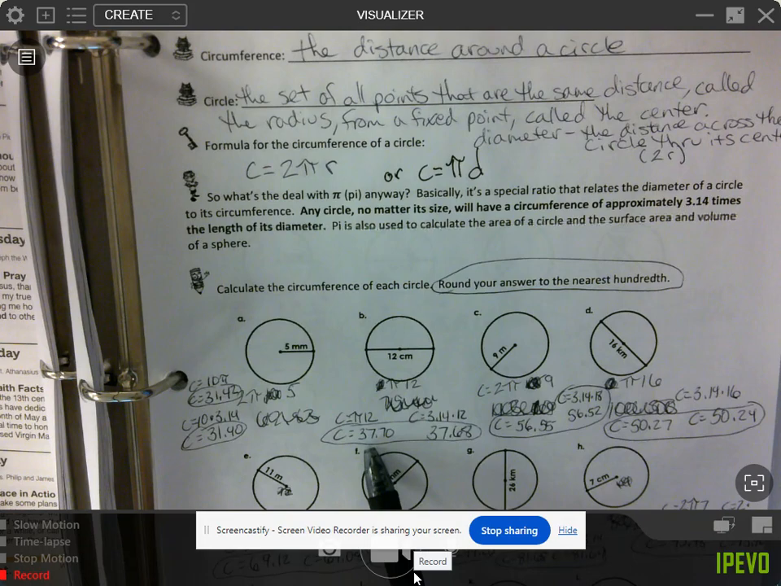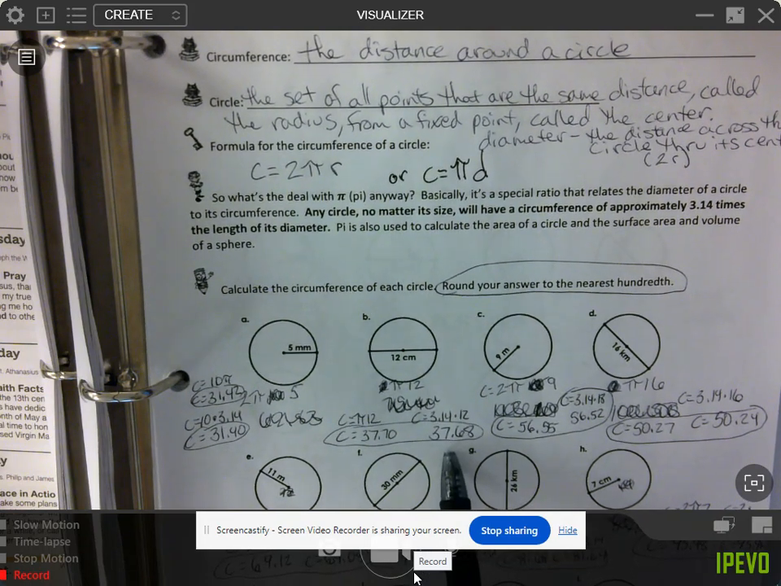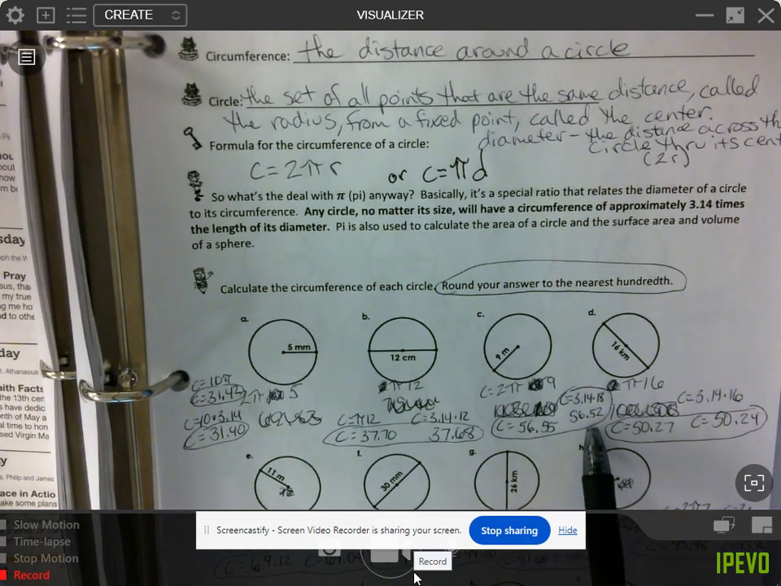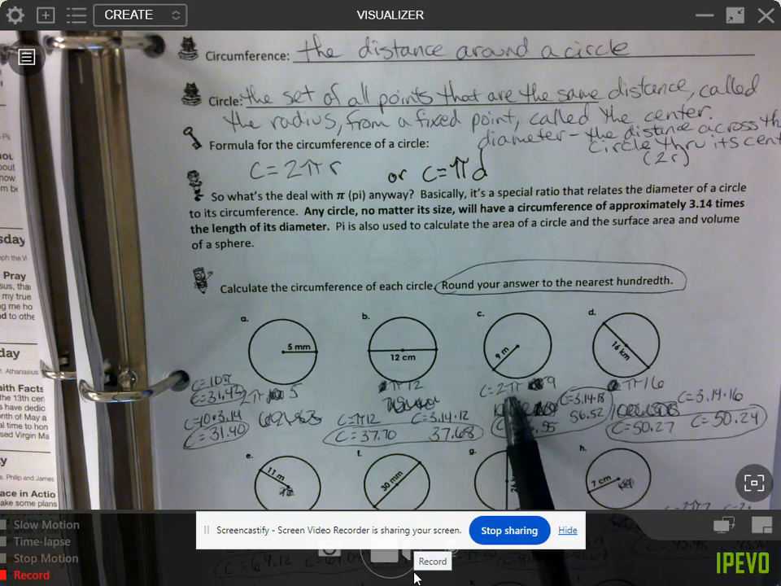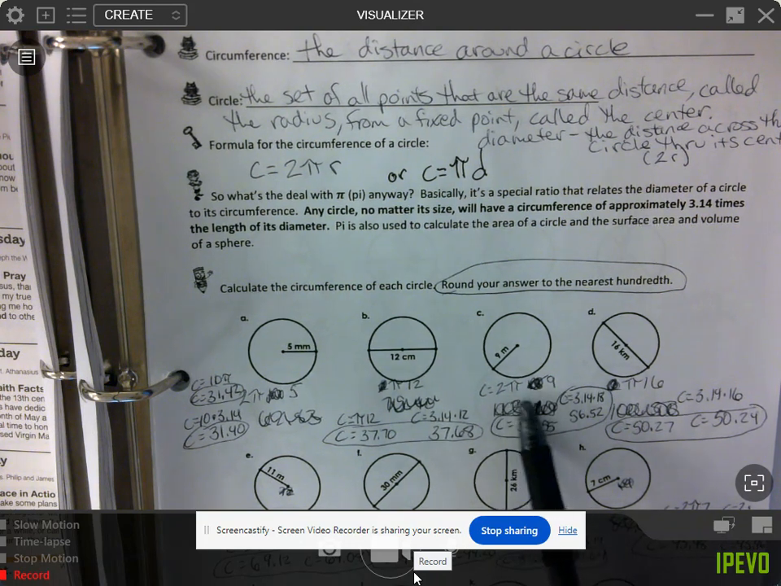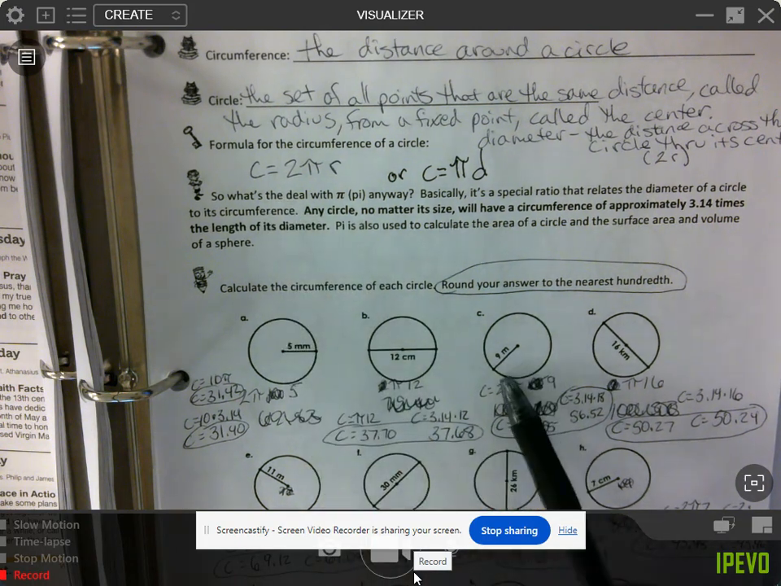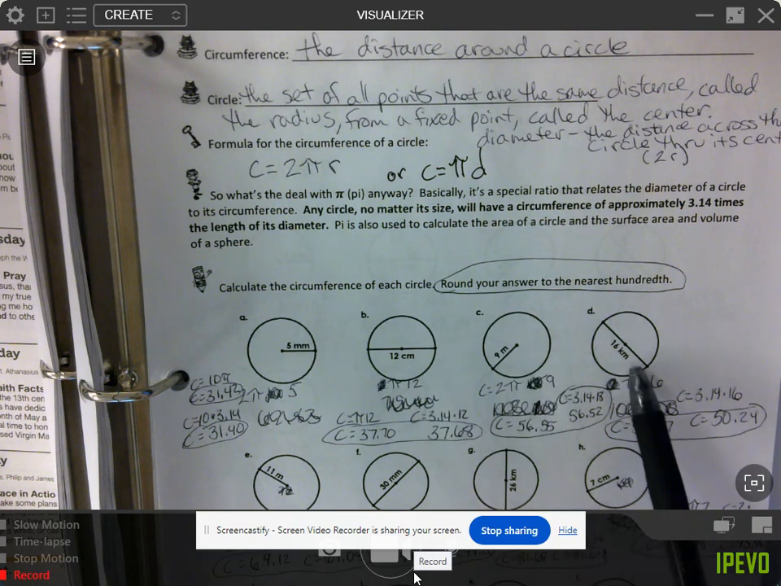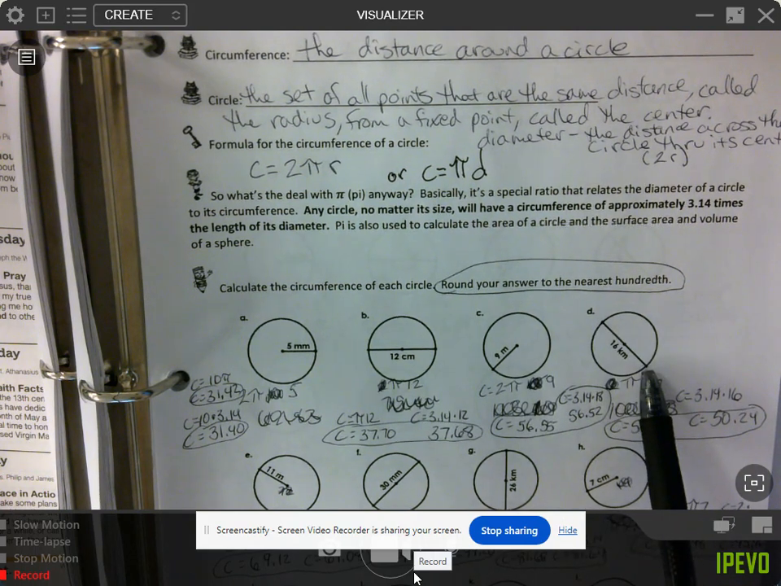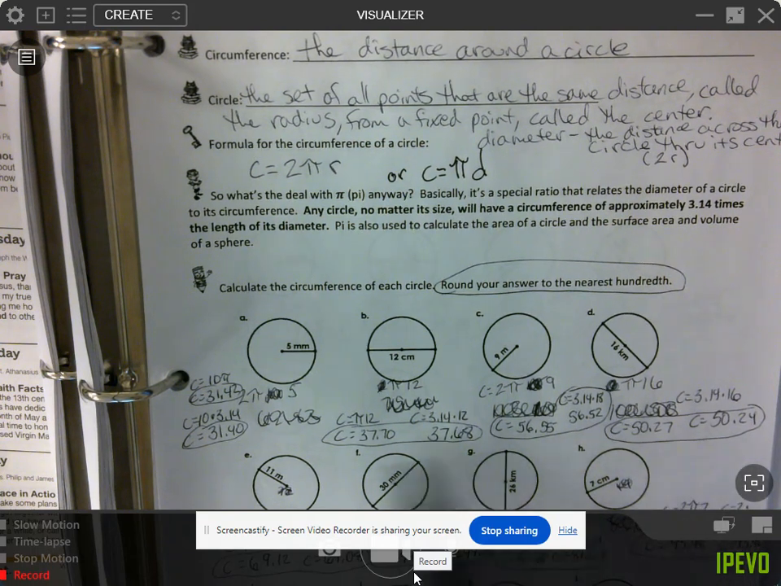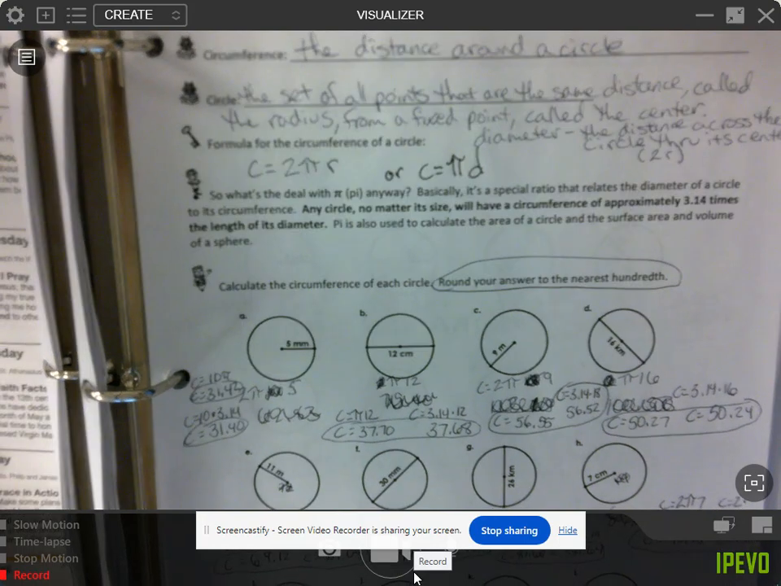So B was 37.70 or 37.68. C was 56.55 or 56.52. Again, the key thing is what math we are doing. I'm either multiplying by 2 if I have the radius, or I'm not if I already have the diameter. The diameter is 2 radiuses, so you don't have to multiply by 2 then. So D would be 50.27 or 50.24. We did that row together last week.